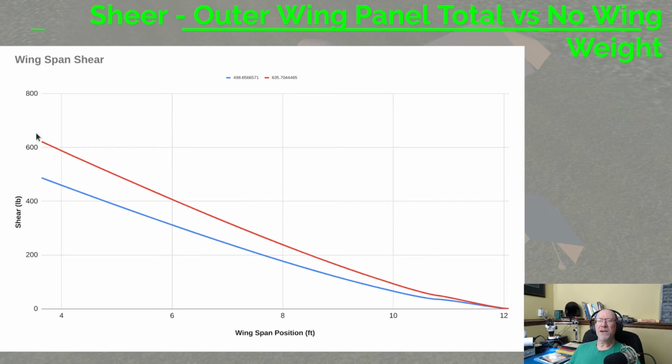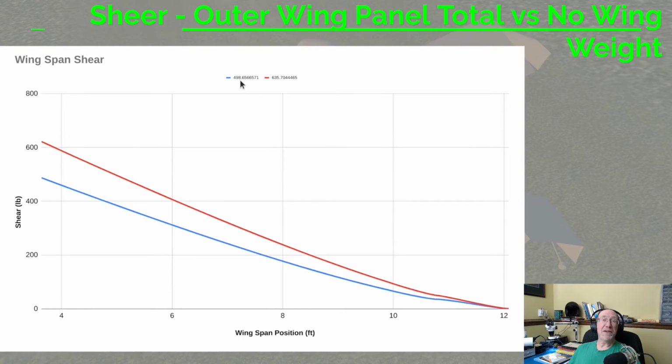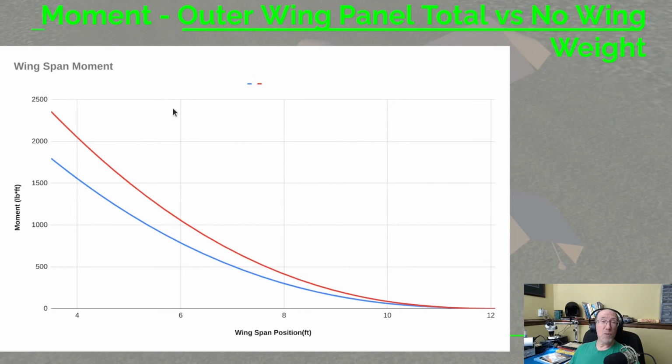So the shear weight here at this joint was, when I did it wrong, 600 pounds, and now it's 500 pounds. So we saved 100 pounds in shear weight here at that joint. So that's pretty good. And for the moment along the spar, again, red is not subtracting out the wing weight, and blue is subtracting out the wing weight. So we're going to use these values here, right here at the 3.5 foot span in our calculations for both moment and the shear.